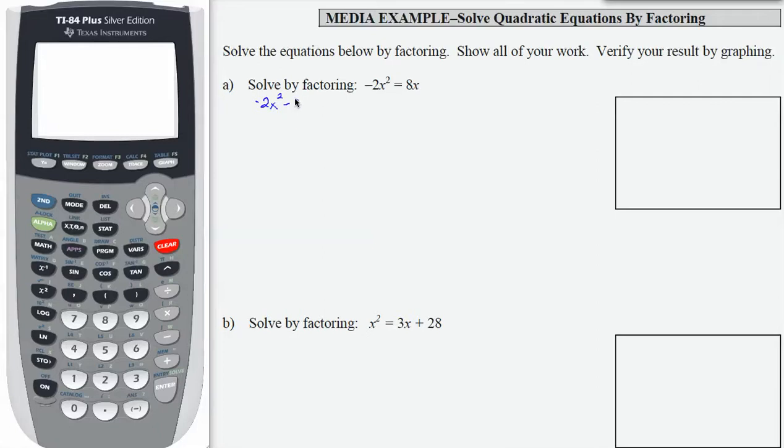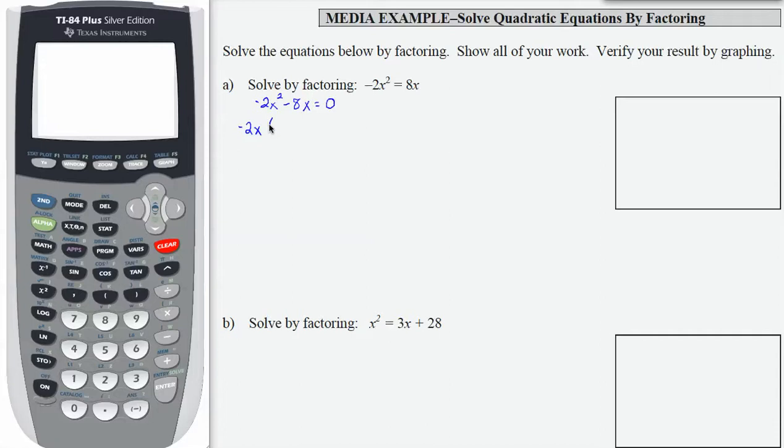So I'm going to subtract 8x from both sides, leaving me equal to 0 on the right-hand side. Now, I notice I have two terms. I have a term with negative 2x squared and a term with negative 8x. I have a greatest common factor between each of these two terms, so I'm going to remove that first. My greatest common factor is negative 2x.